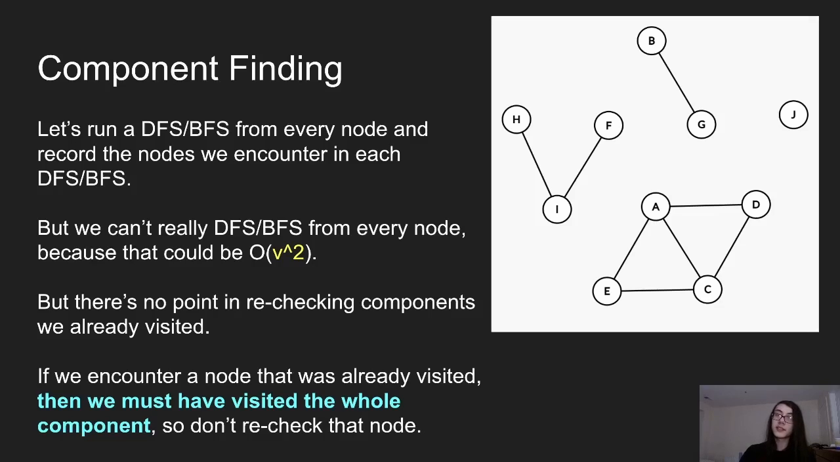So let's use our visited array to our advantage. By definition, DFS will visit every node in the component. So when we visit a component, every node in that component will be marked as visited. So if we encounter a node that's been visited, then that tells us that we already checked that whole component, so we don't need to do it again. So instead of DFSing from every node, let's just DFS from every node that wasn't visited by a previous DFS.